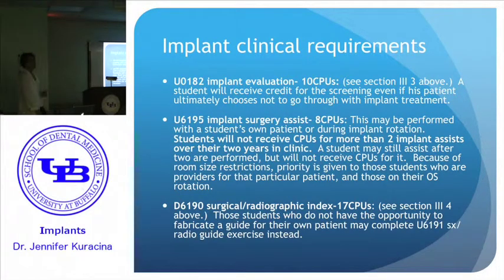Their clinical requirements, there are 3. The first is implant evaluation, so they have to do the diagnostic workup to present the patient to SEB. It can be a patient that they don't treat or who decides not to have treatment done. All right, it's the process of the treatment planning that they have to go through. The second is an implant surgery assist.